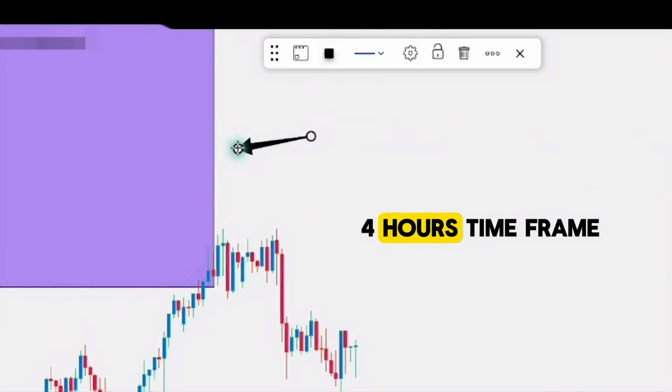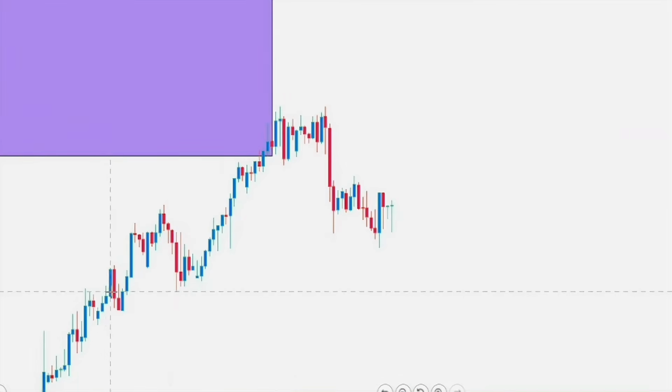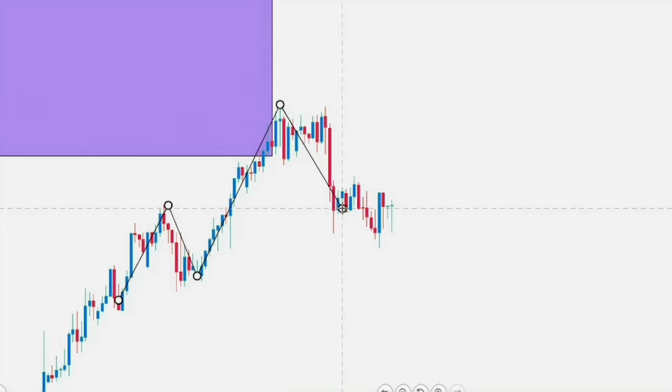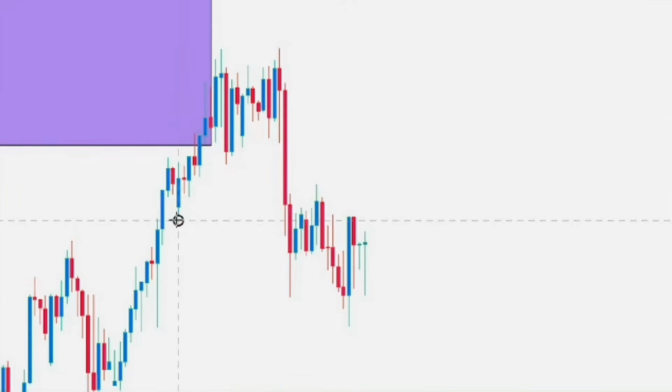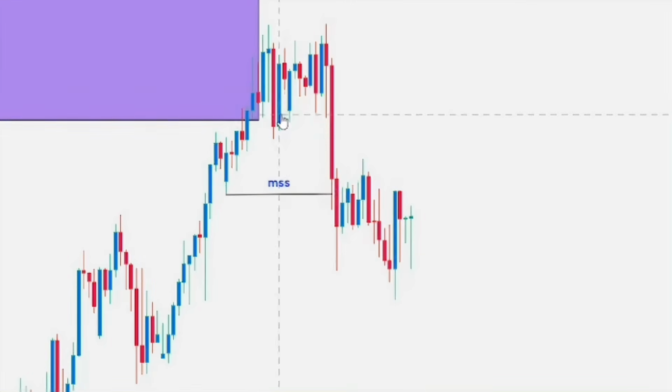The job of the 4 hour time frame is to tell us if sellers are actually stepping into the market. Notice what happens as price reached our weekly supply zone. The market reacts exactly where we expected and begins to move lower. That is a good sign, but the first thing I want to see is a market structure shift, MSS. Right here, the market breaks structure and shifted from bullish pressure back to bearish pressure.